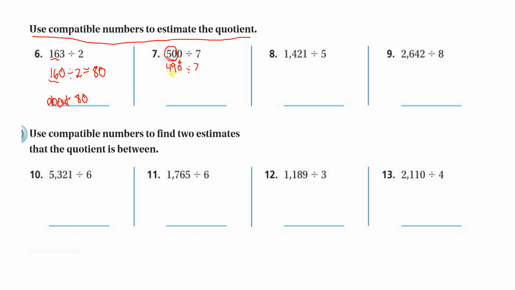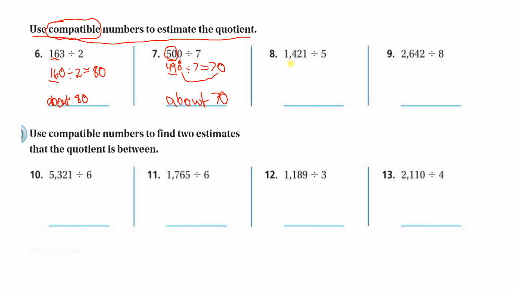So now I'm just focusing again on the 49. 7 goes into 49 7 times, and then I add my 0 that I ignored. So my answer here would be about 70. So see, compatible numbers aren't anything mysterious. It's just, hey, what do I wish this number was? Because if it was 490, this would be a really easy division problem.